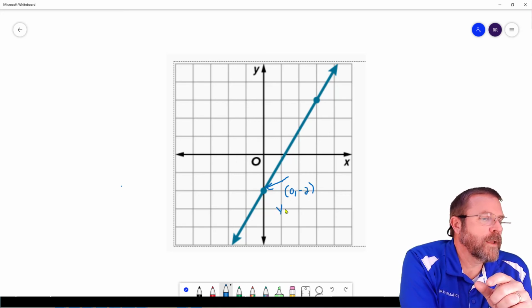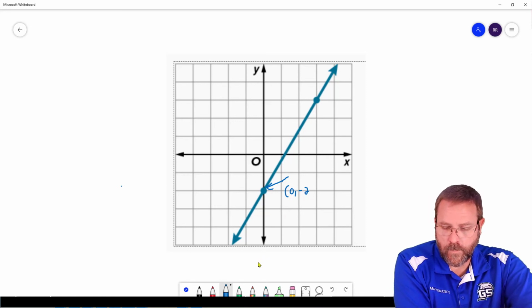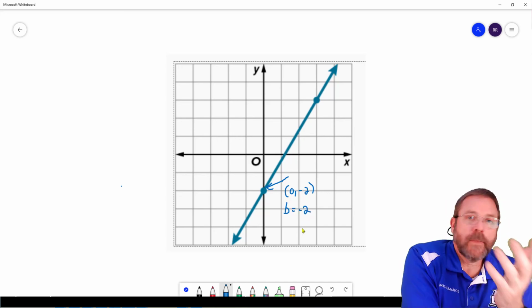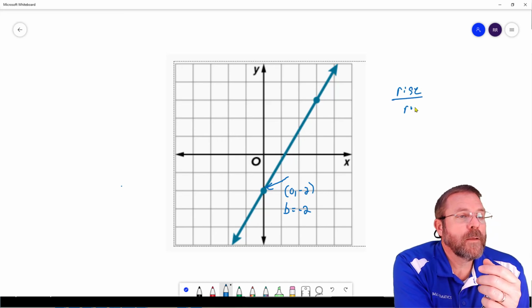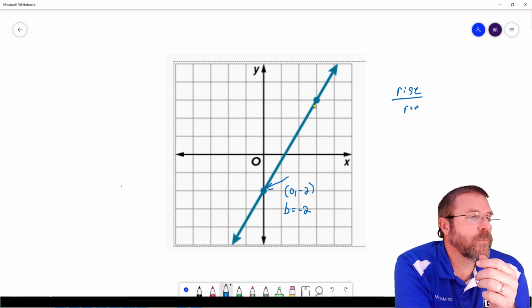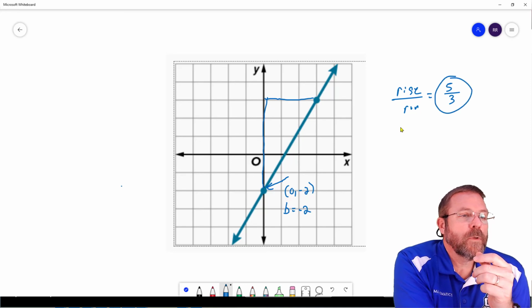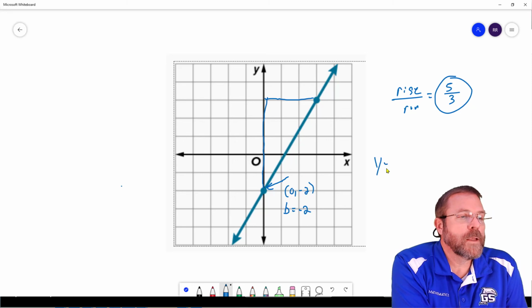So our b value, because b is what we use to represent our y-intercept, our b value is going to equal -2, and then our slope is going to be rise divided by run. So I'm going to go from this point to that point. I'm going to rise 1, 2, 3, 4, 5. So that's going to give me 5 divided by a run of 1, 2, 3. So my slope is going to be 5/3.